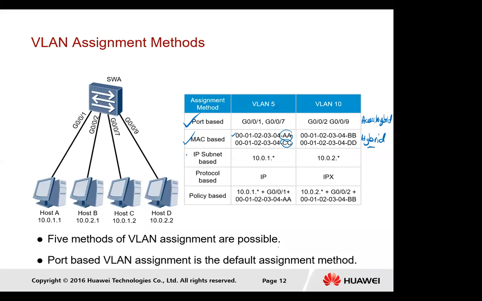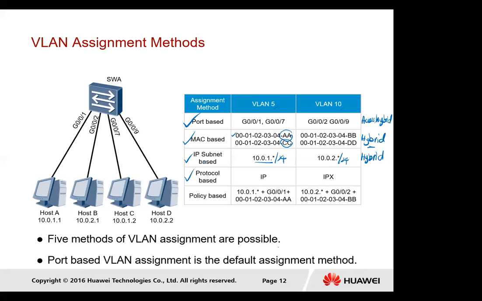Then there are another 3 more types. The other one is the IP subnet base. Same thing, this is also based on hybrid. This one can be based on your IP subnet, based on your IP segment. When you have 10.0.1.0/24, okay, you are VLAN 5. When you are 2x.0/24, you belong to VLAN 10. So this one is based on the IP subnet, based on your IP segment.